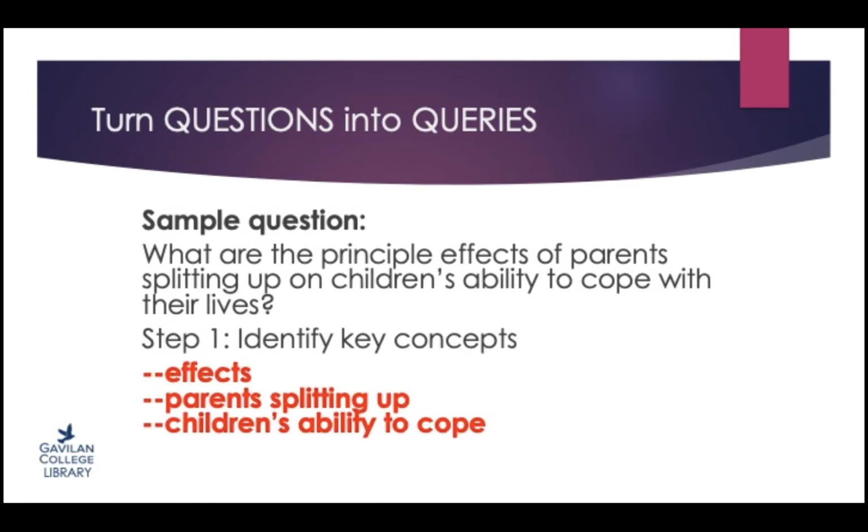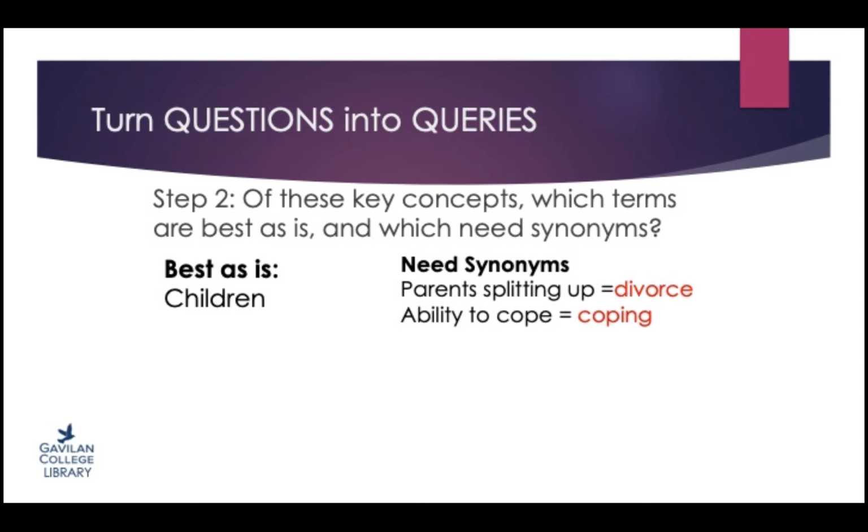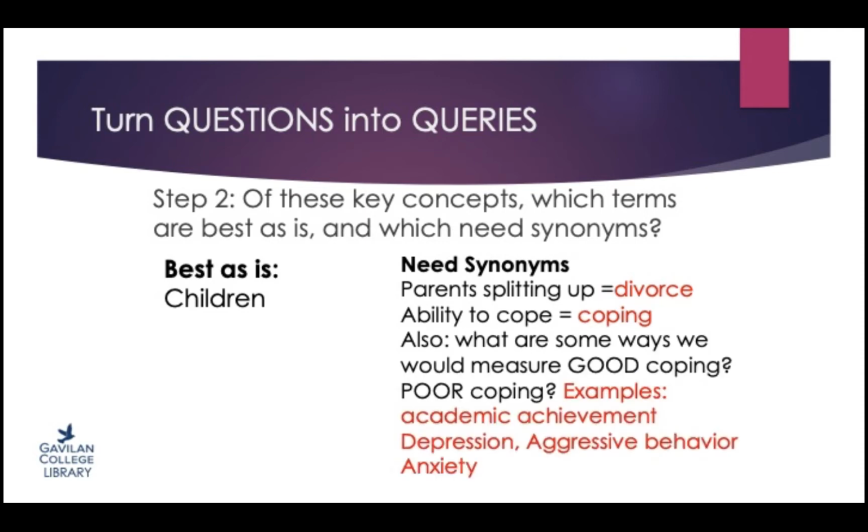Everybody will probably do this a little bit differently, but the point is to have an idea about what those key concepts are. Next, try to identify what words you think are probably okay as they are, and which terms might need synonyms. In addition to synonyms, think about ideas or concepts that might be connected to those terms. So in this case, coping is a broad category. There's lots of ways that you might cope or measure how somebody's coping.